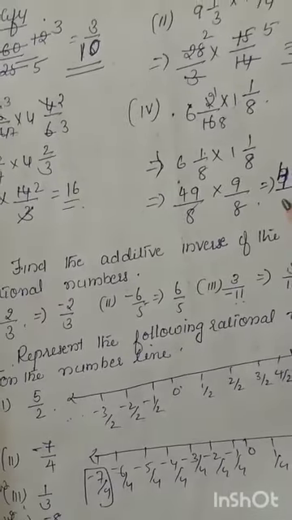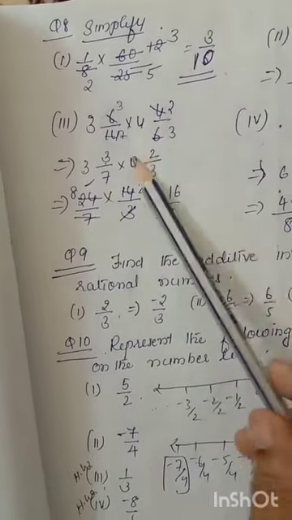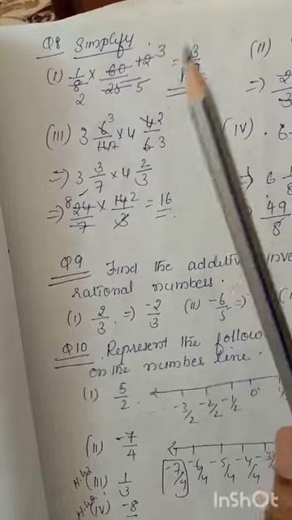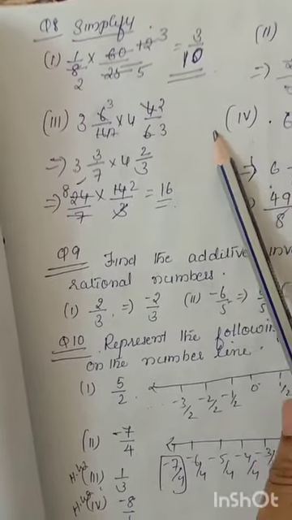I hope everybody understood. Already you did this in the fraction chapter. How you did it like that only, here also you will do it, but here you have to apply the integers property also.